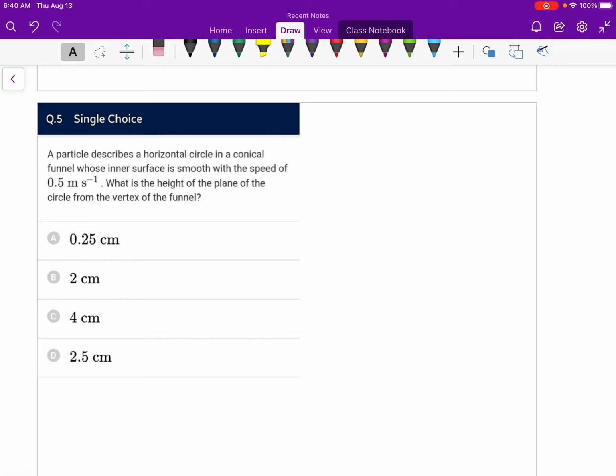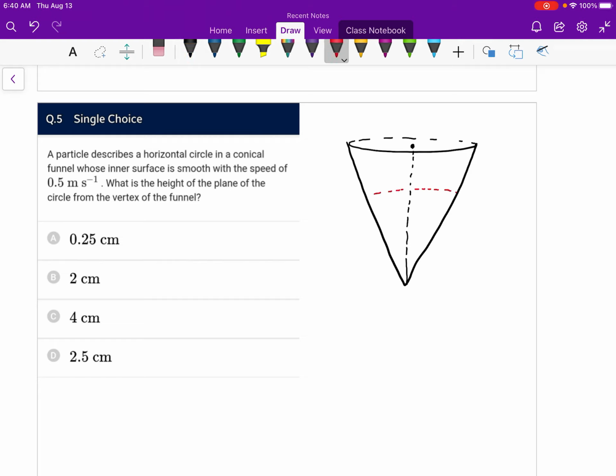A particle describes a horizontal circle in a conical funnel whose inner surface is smooth. Okay, so this is the conical funnel, and so what is the height of the plane of the circle? So let's say the particle is moving in this circle. So this angle is theta. Okay, so normal reaction N is acting normal to the surface. Mg is acting in this direction.